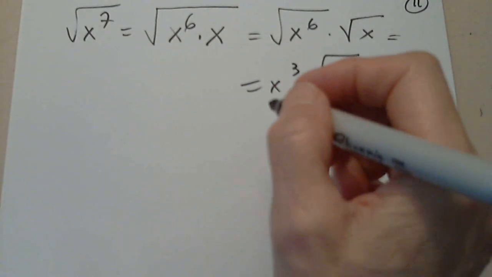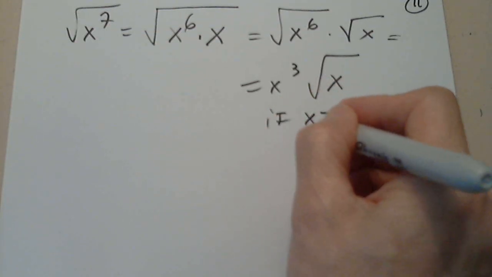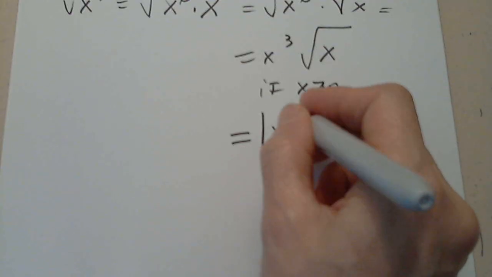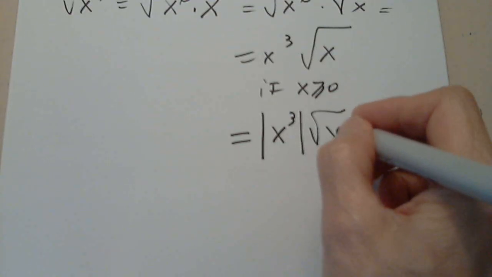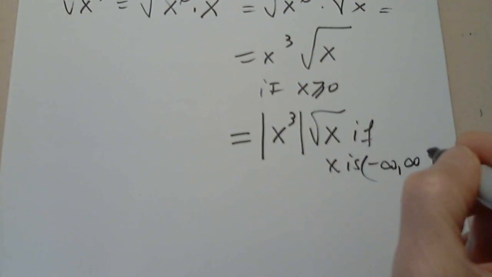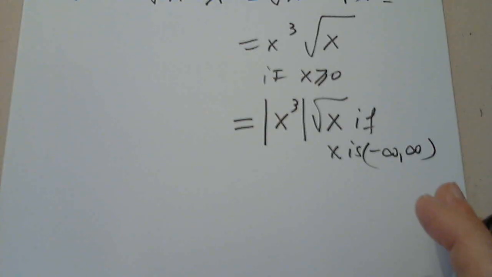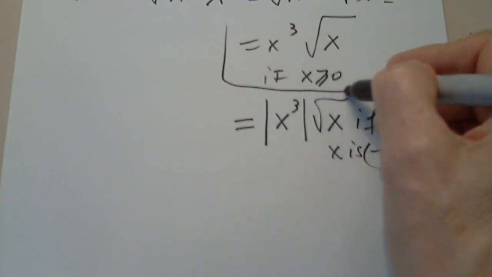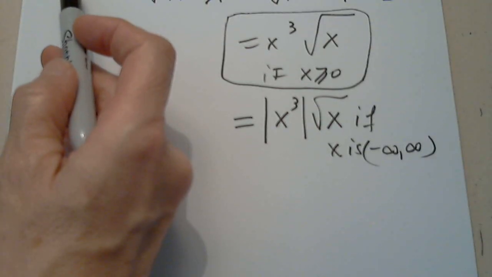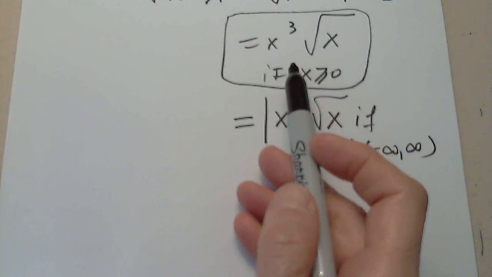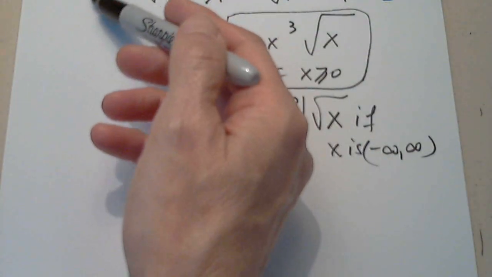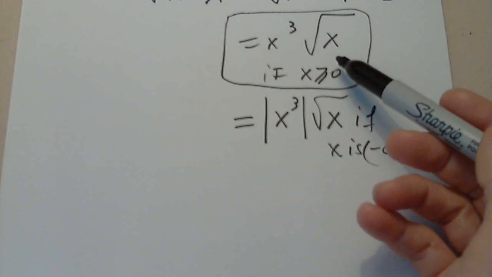Now, this is correct if x is greater than or equal to 0. But the correct answer will be the absolute value of x to the third times the square root of x if x is anything. So depending on what the problem is telling us, this is correct if we are told that x is greater than or equal to 0, because remember the index is even. So I have to worry about the answer. When the index is even, I have to worry about everything. I have to worry about the inside and I have to worry about the outside.